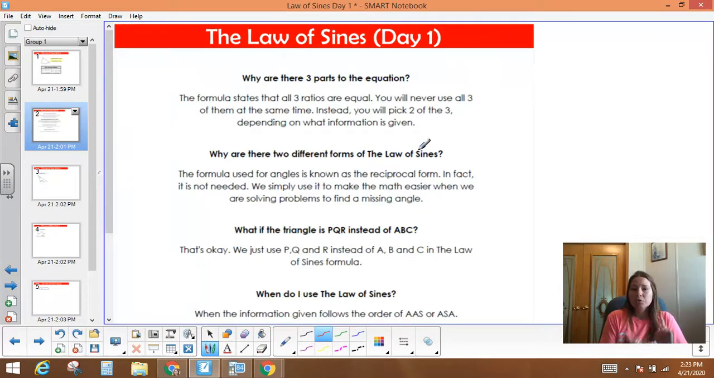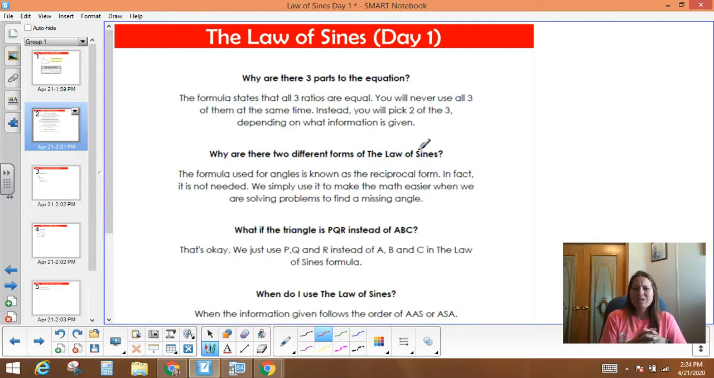Anyway, why are there two different forms? I just talked about that on the last slide. It's whether you're wanting to find an angle or a side. You can pick the form where what you want is on top because it's just reciprocals of the fractions. What if we don't have ABC as the angles in our triangle? Well, that's okay. Just replace the letters accordingly.